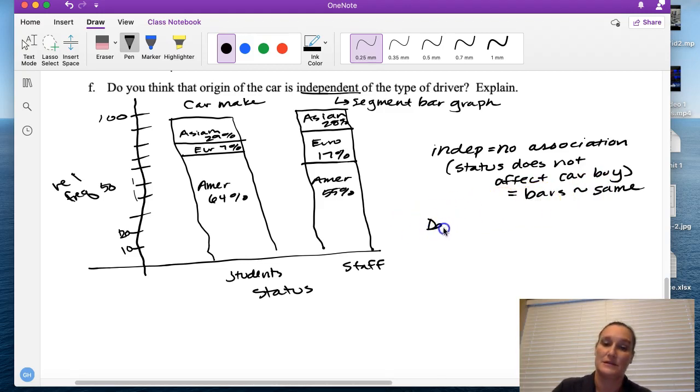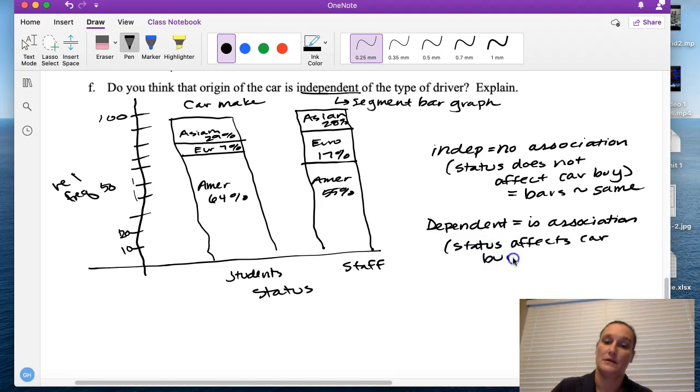I get this a little mixed up, so I have to make sure I'm saying it right. Dependent means there is an association. So your status would affect car buying. So presumably the staff makes more money than the students do, so they can afford more expensive European cars, something like that. All right, so the bars should be different.